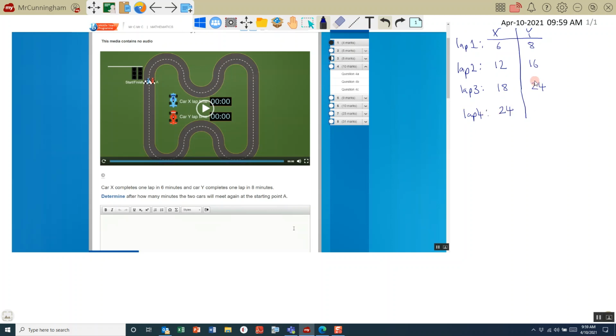And so car Y will finish lap 3 when car X finishes lap 4. So they are meeting at point A after 24 minutes. Okay, so just when Y is finishing lap 3 after 24 minutes, car X will be finishing lap 4 after 24 minutes, and they will both be back at the finish line. Okay, let's go on to part B.